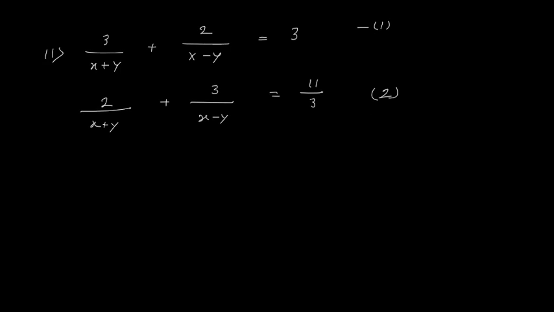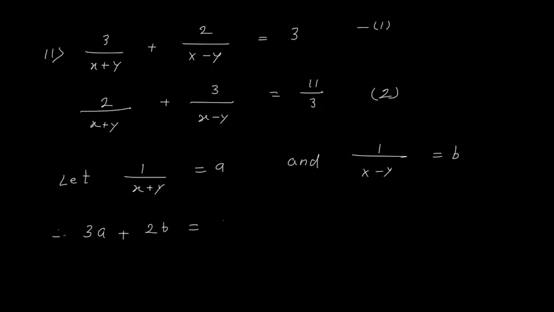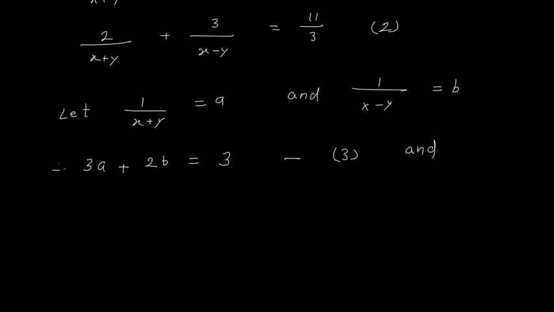So what we do, we will consider, now you can see that if I consider 1 upon x plus y as a and 1 upon x minus y as b, my problem will reduce to linear equation form. So therefore I get 3a plus 2b is equal to 3. This we can consider equation number 3, and 2a plus 3b is equal to 11 upon 3.